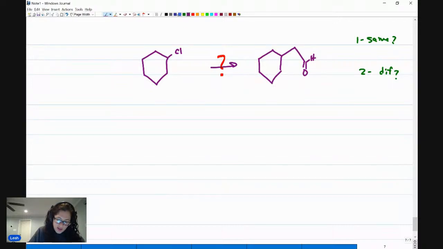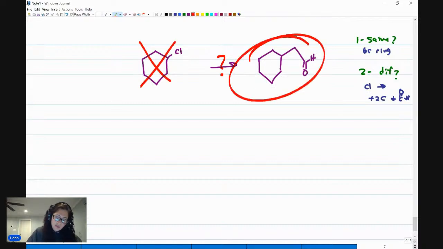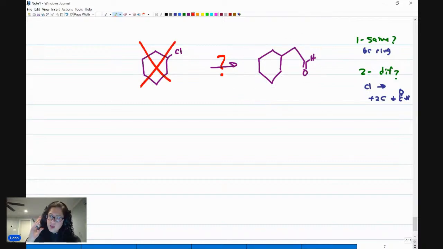All right, so what is the same is I have a 6-carbon ring. And what is different is that I have a chlorine that somehow changes to +2 carbons and an aldehyde, which is on one of the 2 carbons. We have a lot to do here. We have a chain elongation, and we have to get an aldehyde onto the molecule. So let's ignore the starting molecule for a moment and just look at the product and think about what we can possibly do here.